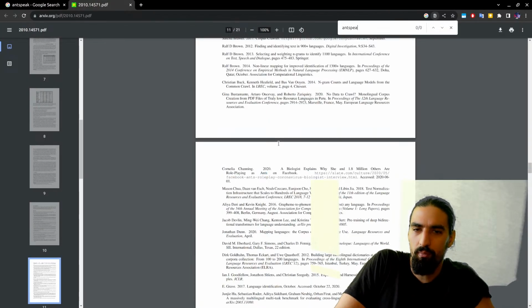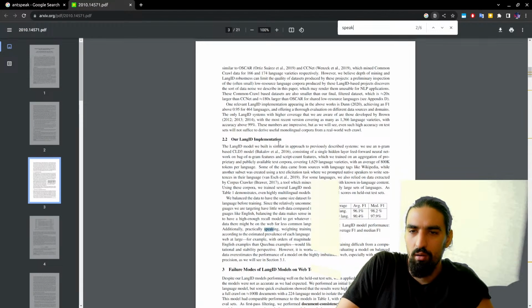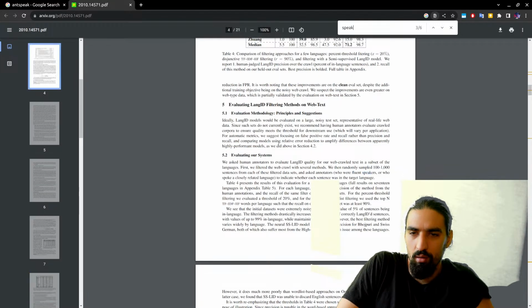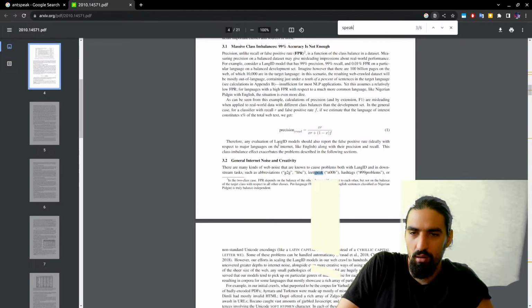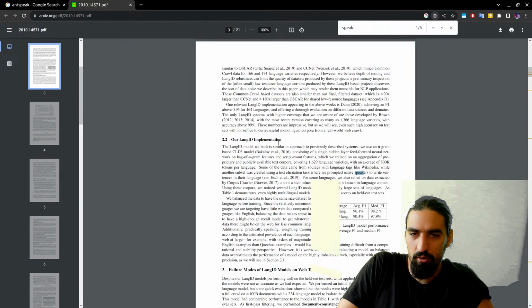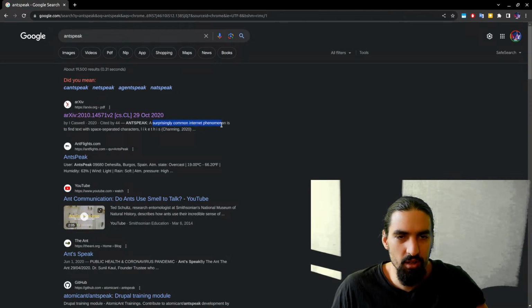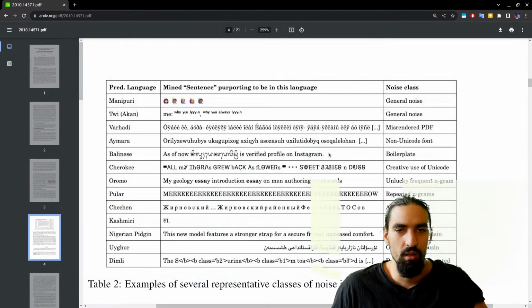They actually mention it a bit later. And speak. Leet speak, I know what leet speak is. I don't know what and speak is, but I think it said it in the introduction. A surprisingly common internet phenomenon is to find text with space-separated characters. Okay.